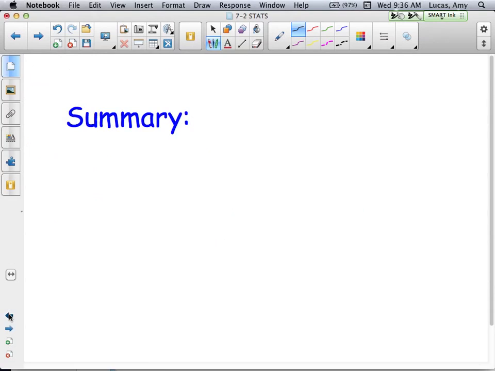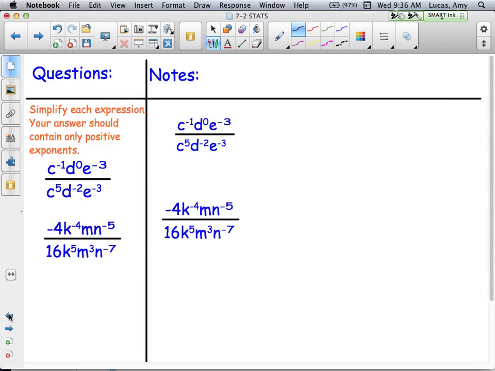Okay, one more set of examples. Negative exponents. So the negative exponents need to move. So 2 of them from the top, 2 of them from the bottom. So on the bottom I will have C to the first and E to the third. On the top, D to the second, E to the third.